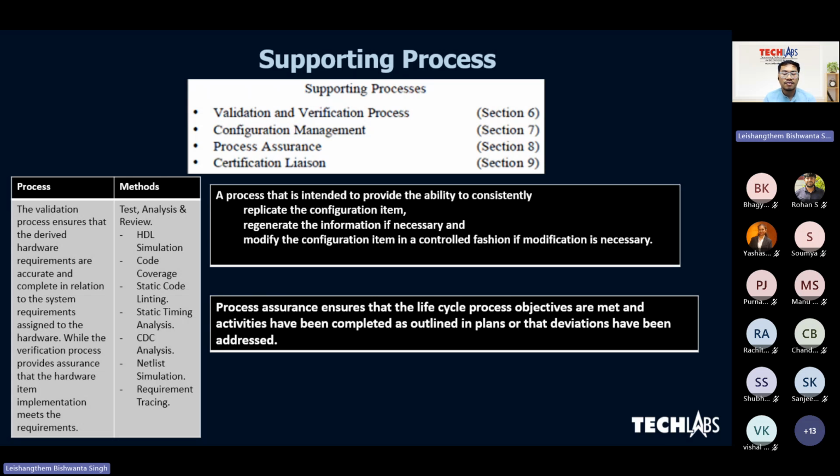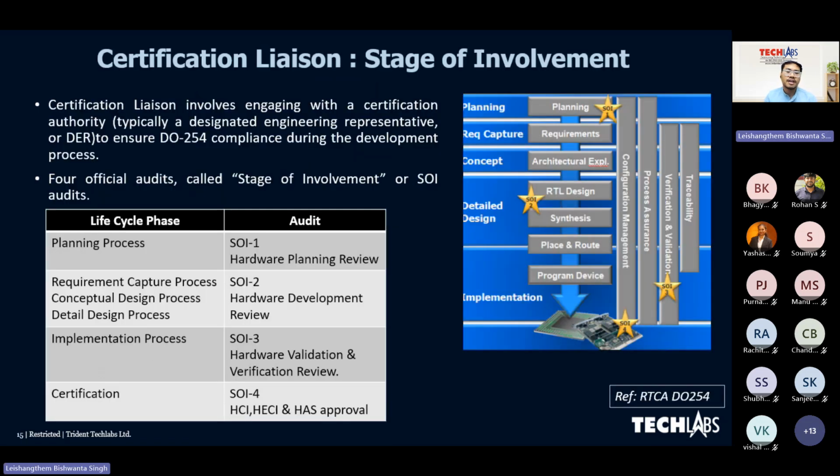We'll talk about certification liaison in detail in the next slide, which is very important when we talk about DO-254. Certification liaison involves engaging with the certification agency or authority. We can now understand why this is very important. Typically, a designated engineering representative, also known as DER, will be the mediator between the certification agency and the DO-254 doer to ensure DO-254 compliance during the development process has been done.